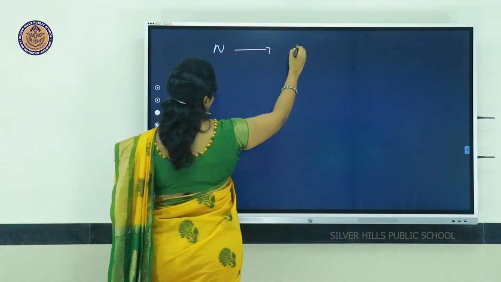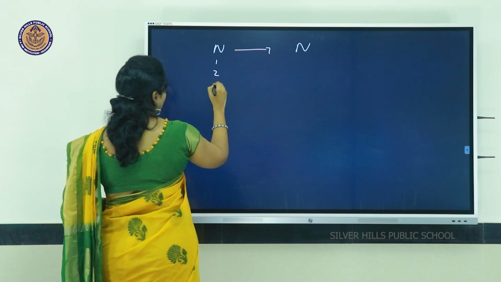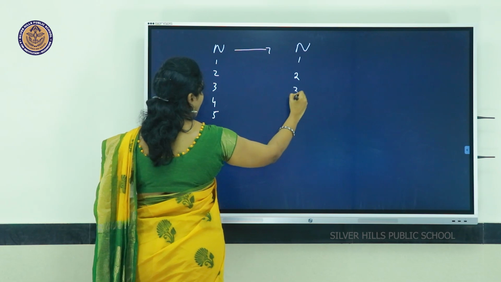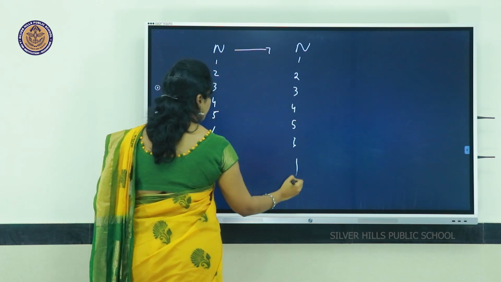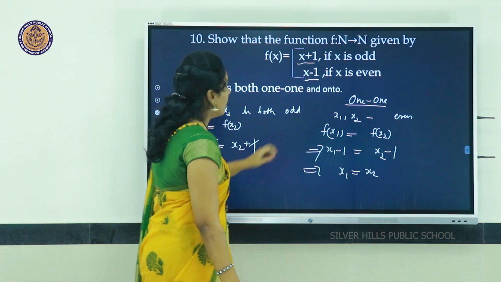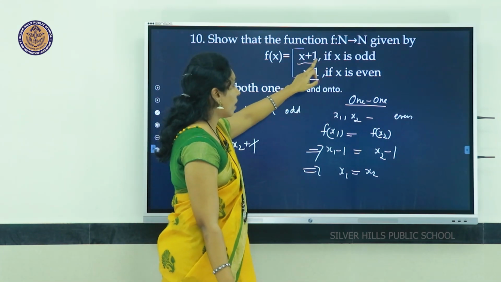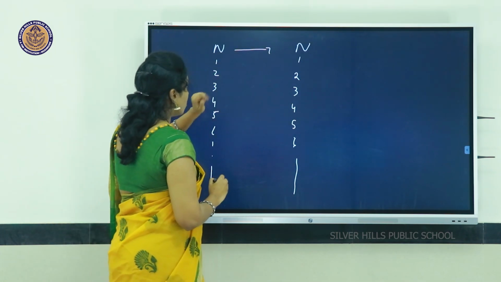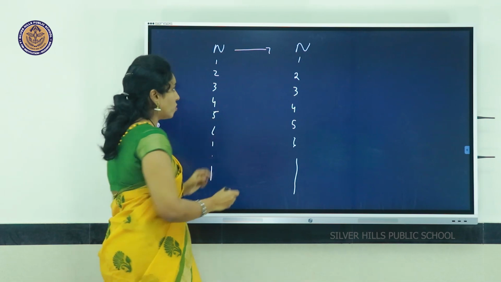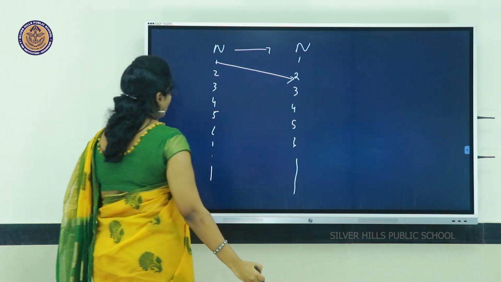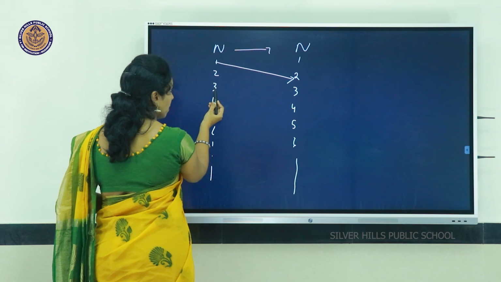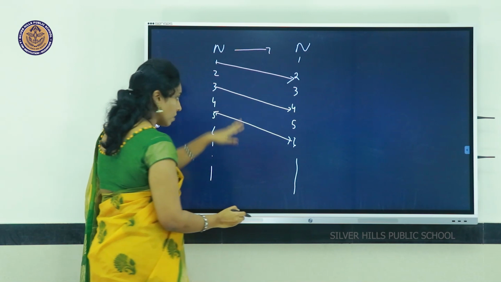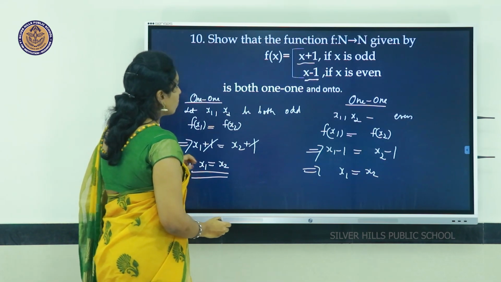N to N. You have 1, 2, 3, 4, 5, 6 natural numbers. Here also we have natural numbers. And see, if x is odd, your answer is x plus 1. So look at this, 1 is odd. So 1 goes to x plus 1, that is 1 goes to 2. Now next odd number I took 3. 3 goes to 4. 5 goes to 6. So that it goes. Now what is the case for even numbers?